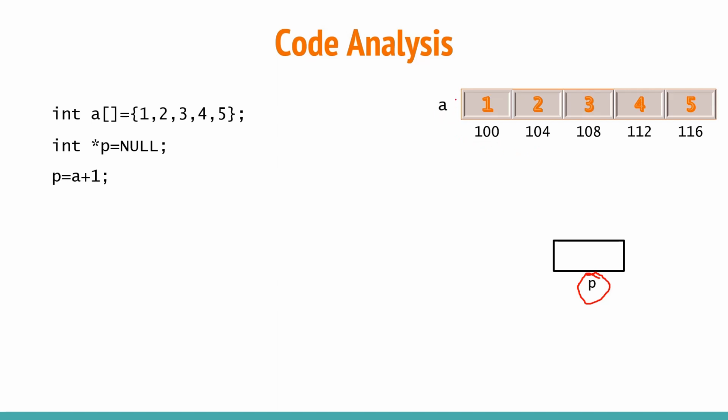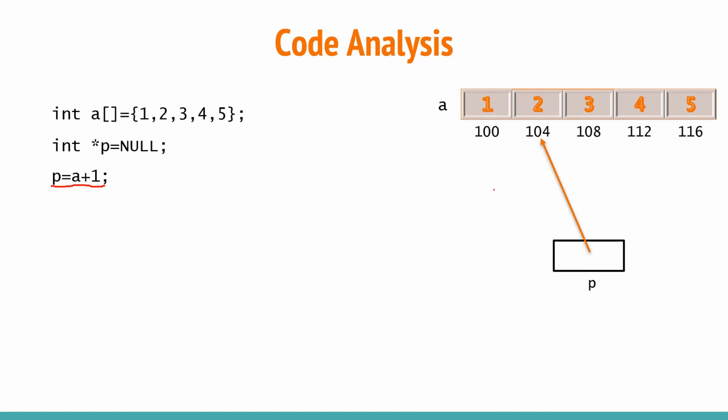Here I am considering a 32-bit integer, so after 100 you don't have 101, rather you have 104. So when I write p equal to a plus 1, what is 100 plus 4? It is 104. So now this p currently points to the element 2. This is depicted over here. I hope you understood this notation. P equal to a plus 1 means p now points to the second element of this array.